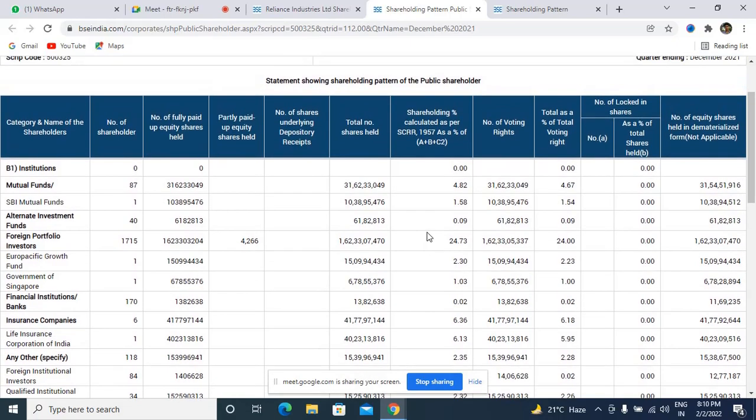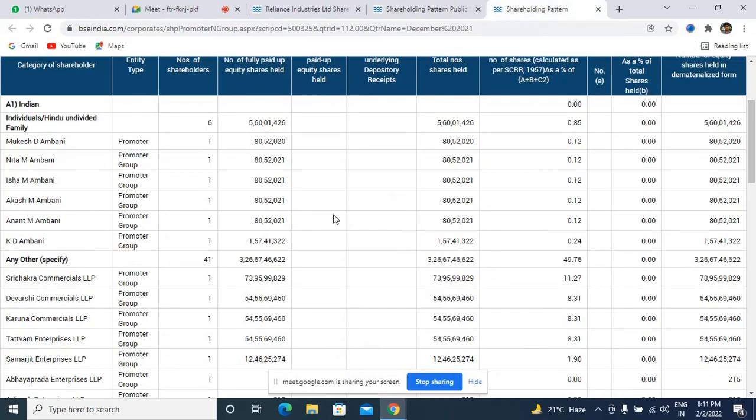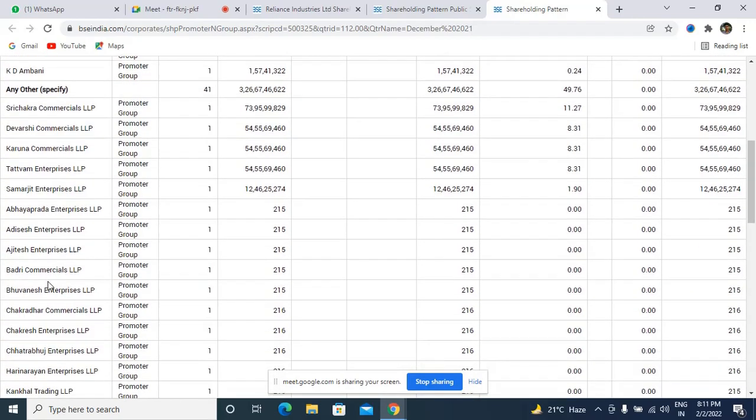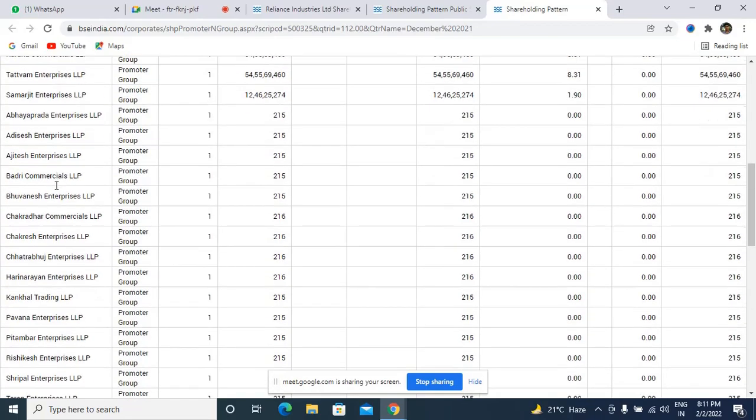Do you guys have any doubt? Sir, in the Reliance Group I saw the names of the family members. Why do they have such low holdings, like 0.85, 0.12, 0.12? Because they have shareholdings in these companies as well, and they are not holding directly, but they are holding these shares through these group companies. I see, promoter group, yes sir, I see now.